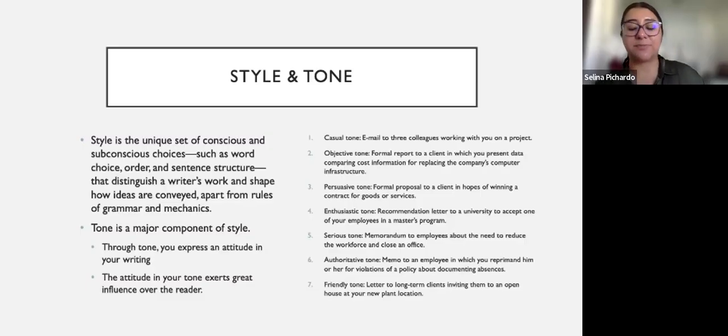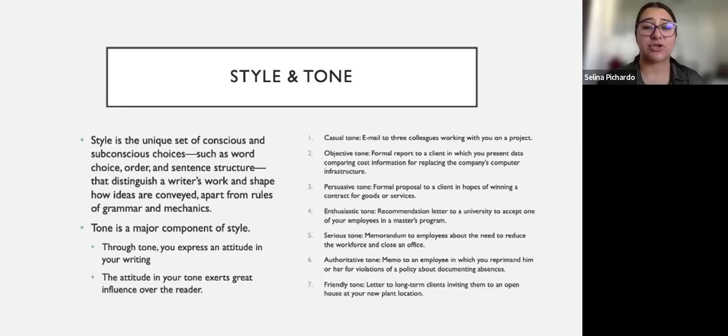So, style is pretty much your unique writing personality, according to the textbook. I put the official definition there if you want to see it, but pretty much it's our unique set of conscious and subconscious choices that we make with our writing. Do we tend to use the same word? Do we have a favorite word that we use over and over? How you organize your writing, sentence structure, all of this distinguishes you as a writer from other writers.